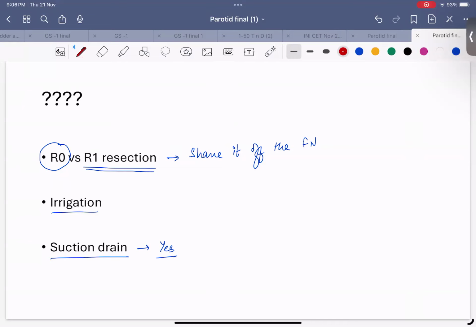Vinod, can you talk to us about the adequate parotidectomy? Yes, sir. This is basically done for benign lesions. In this, we'll remove the lesion along with a border of normal tissue.